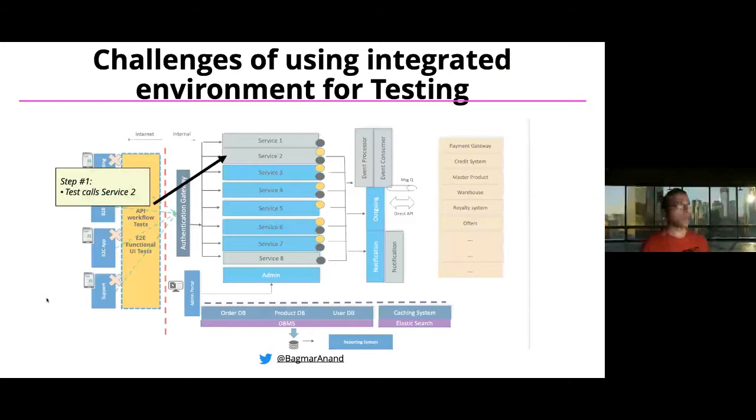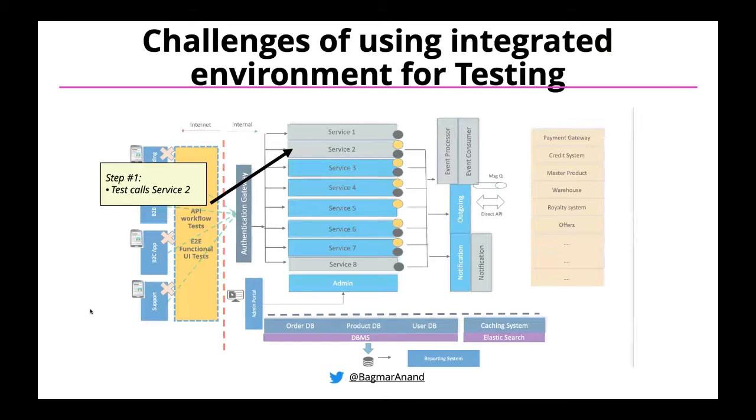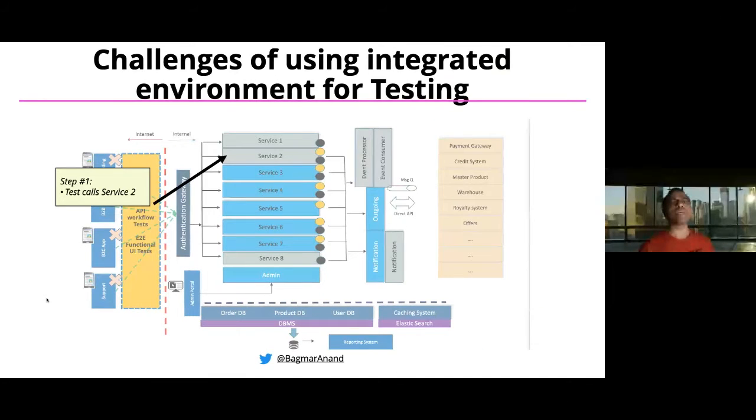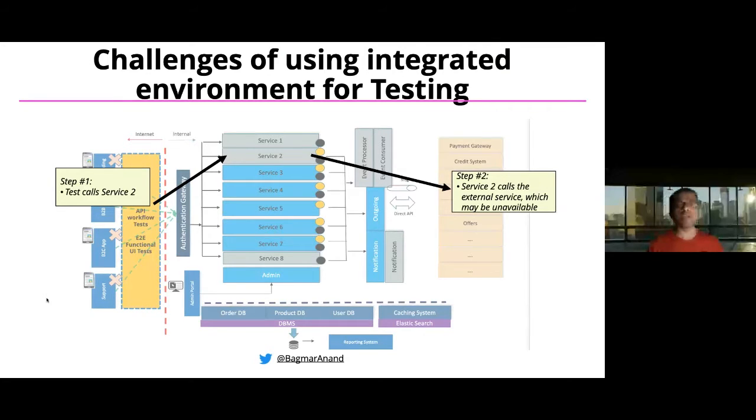First part of the test, first step is a test is going to make some API call, which is after authentication is going to go to a particular service. Let's say that is service number 2. This service does some processing, and as part of that processing, it also calls an external service, which may be unavailable. It's not in your control. Maybe there's a deployment going on. Maybe it is down for whatever reason, you don't know.